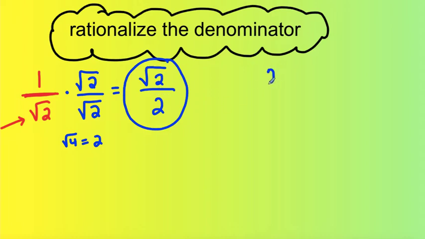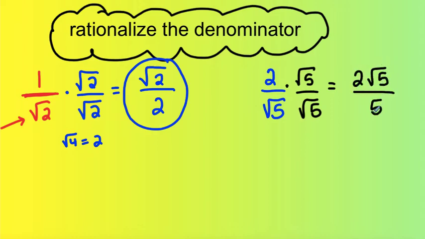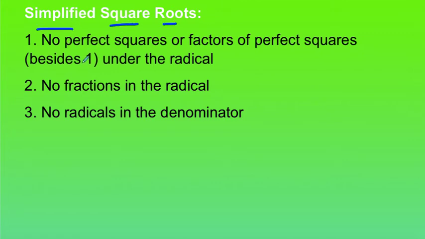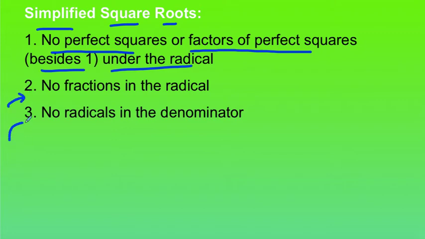Let me try another one. 2 all over rad 5. All right, so I'm going to multiply by rad 5 over rad 5, and I'm going to get 2 rad 5 all over 5. All right, so those are some of the basics. But then in geometry last year, I know that my students did this, and I know you did in the other class as well, you simplified square roots. We often did this when we were talking about the Pythagorean theorem, but a simplified square root is where there's no perfect squares or factors of perfect squares besides 1 under the radical. There's no fractions in the radicals, and there's no radicals in the denominator. So that's a simplified square root.